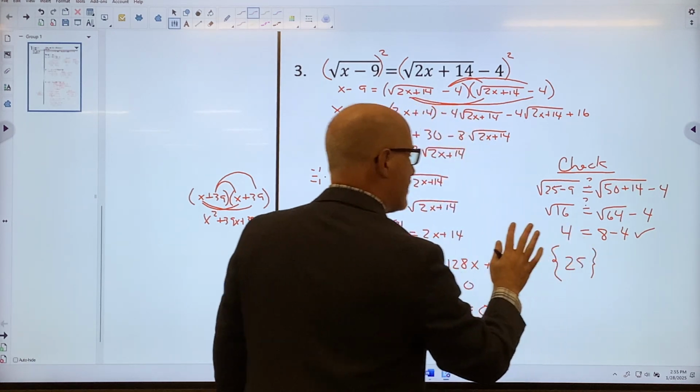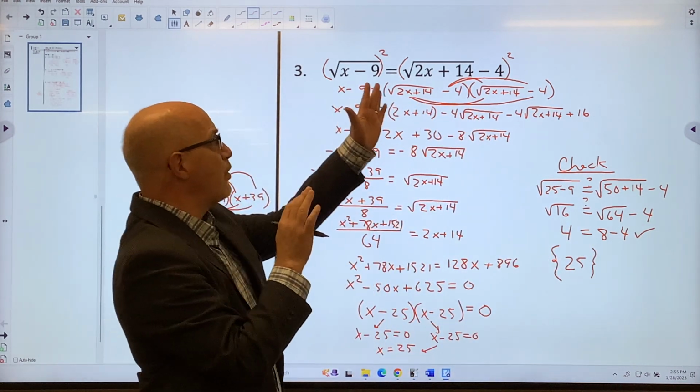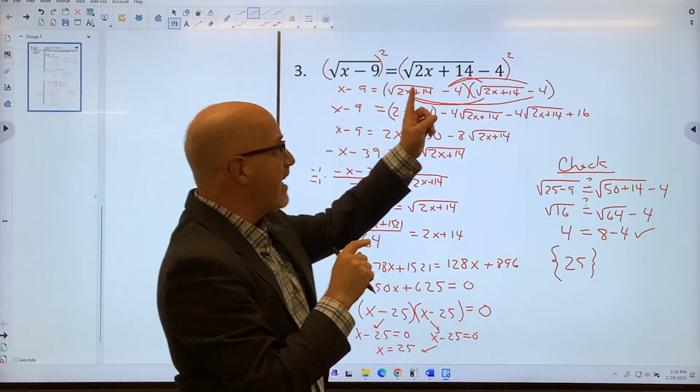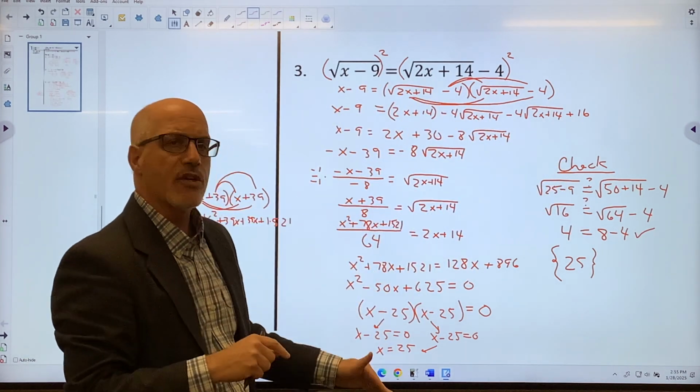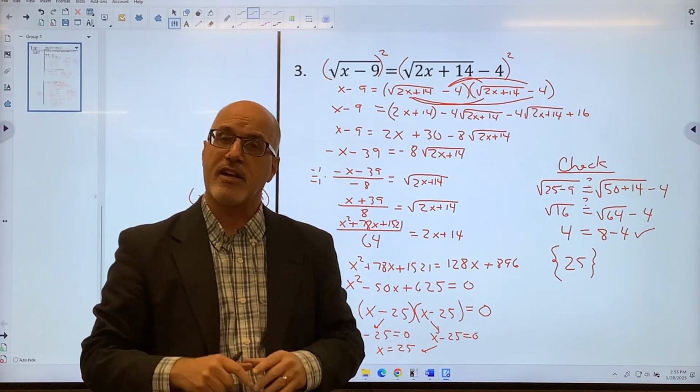So this advanced form here, if you've got multiple square roots and a number outside, you might have to go through the process of repeating your steps in order to get to that final answer.